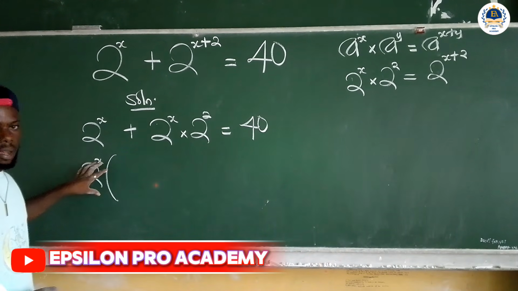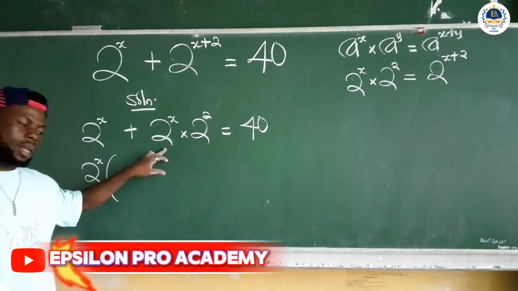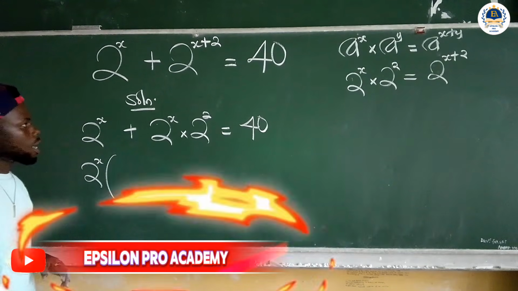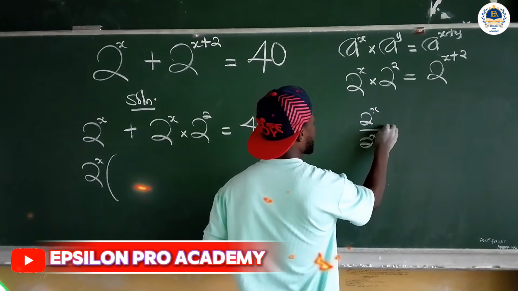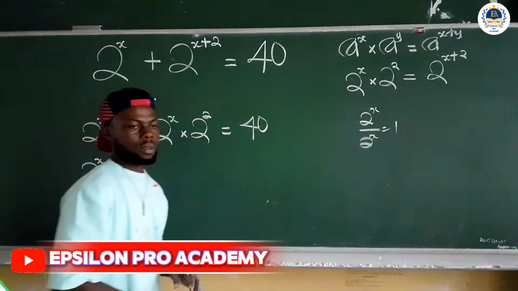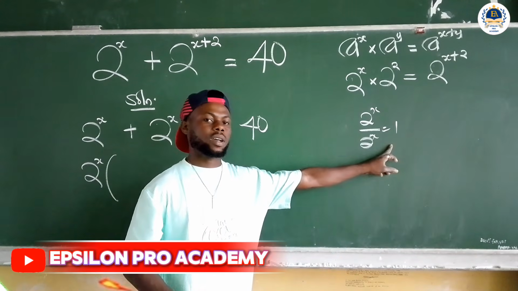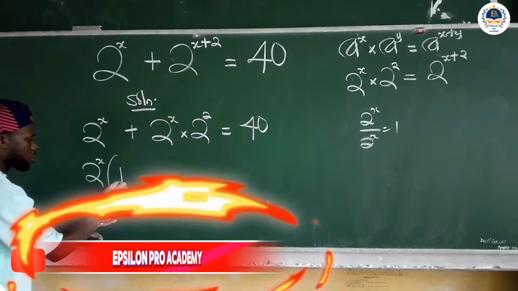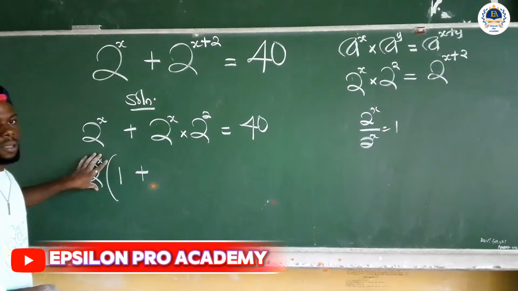Since 2 raised power of x is appearing in these two terms, I'm going to use this to divide by this. If you divide 2 raised power of x by 2 raised power of x, you get 1. When you divide the same term, you obtain 1, provided the denominator is not 0. So we're going to have 1 here, plus, also, we're going to divide this by this.